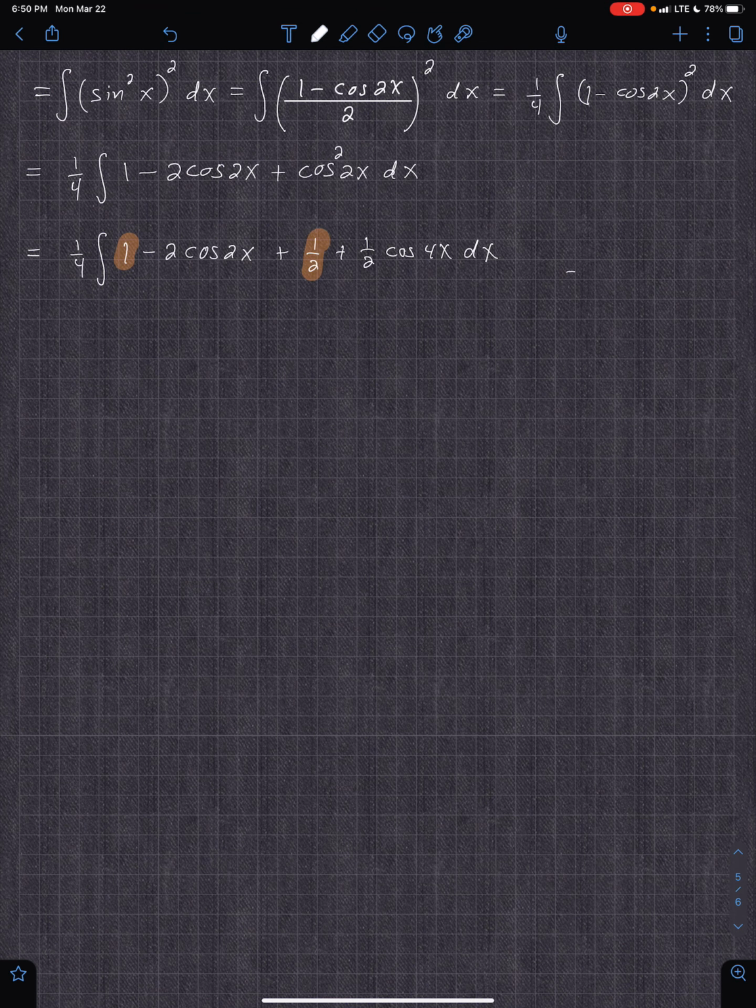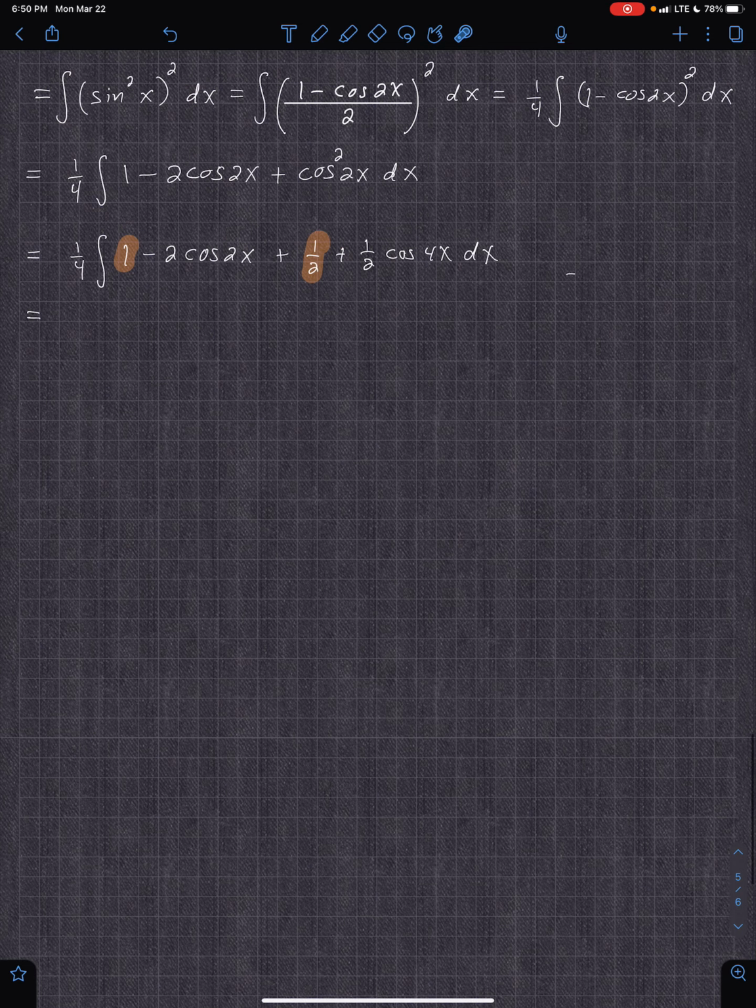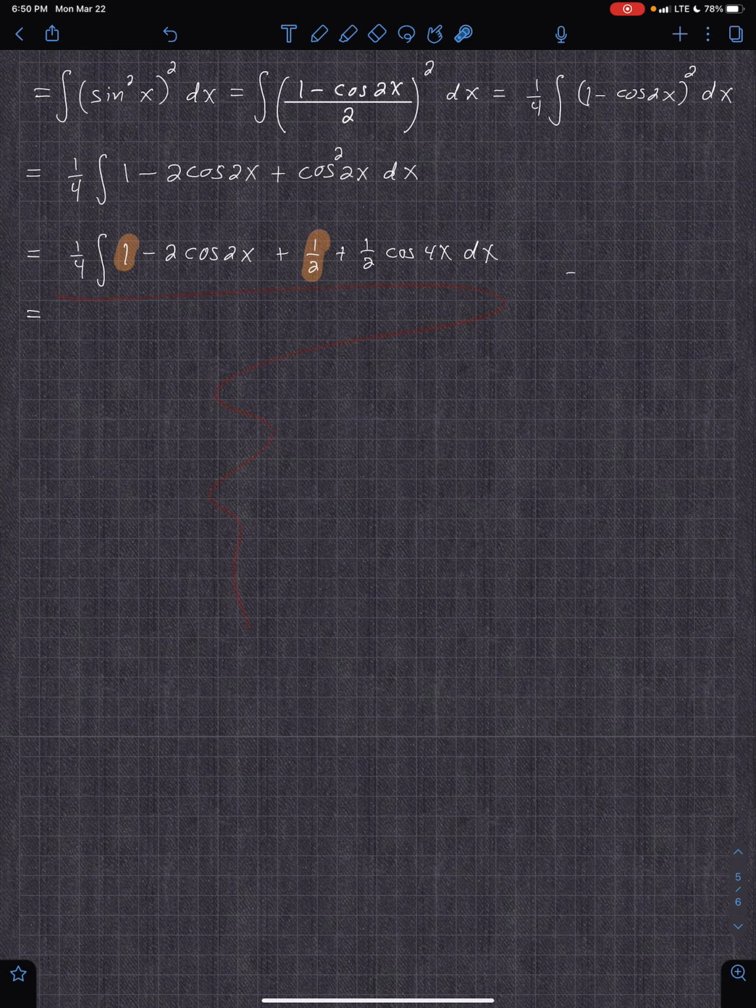Now let's continue this, and then you just have to work it out. This is a good place to stop and work through this yourselves; it should be pretty straightforward. So you get 1/4 and then the integral, and this becomes 3/2 minus 2 cosine 2x plus a half cosine 4x dx.